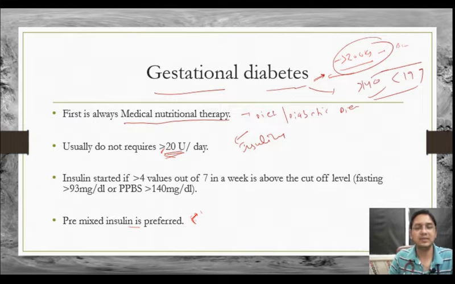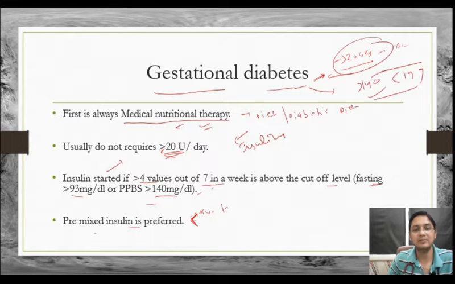Once we give medical nutritional therapy (MNT), we will monitor blood sugar, and if more than 4 values out of 7 in a week are above the cutoff level, this is the indication to start insulin. It means our MNT is not working, so sugars are higher. The cutoff is fasting 93 and post meal 140. If more than 4 values out of 7 are higher than this range, we will start insulin. We will continue with nutrition therapy, but we will add the insulin. Premix is preferred, as we know.